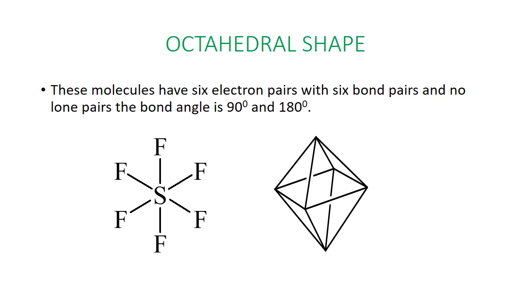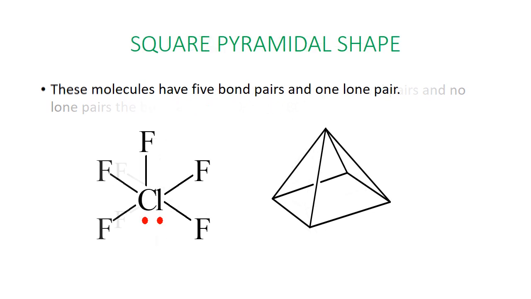Next, we shall look at the octahedral shape. These molecules have six electron pairs: six bonding pairs and no lone pairs. The bond angles exhibited in this molecule are 90 degrees and 180 degrees. On our right-hand side, this is how the sulfur hexafluoride molecule would look if drawn in 3D.